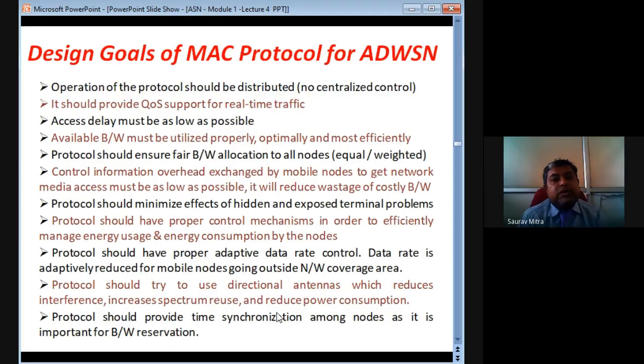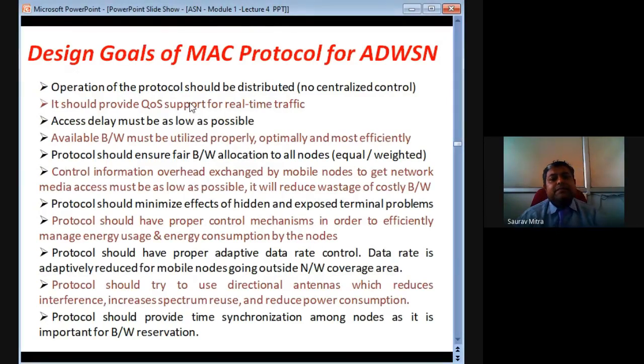Second thing is design goals of MAC protocol. Whenever I am designing a MAC protocol, what are the things that I have to keep in mind? That is already told to you. Collision is one thing, collision should be avoided. Bandwidth should be as high as possible. Hidden and exposed terminal problems should be solved. So what should be the design goals of MAC protocol? That is explained in this slide.